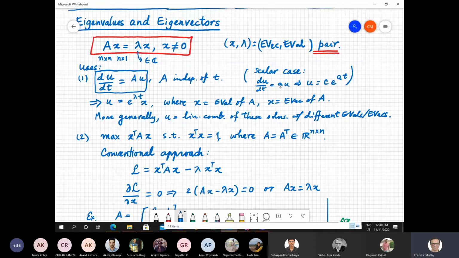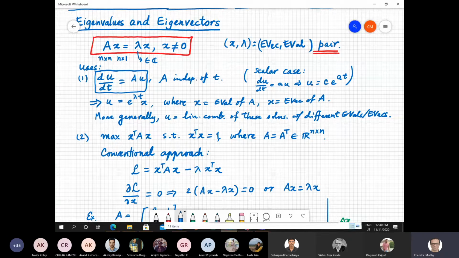Of course, in the scalar case, you've certainly seen this in your undergraduate program. If I give you this equation du by dt equals au, you will take u down there and dt up here, and then you'll integrate both sides. You will get log u is equal to at, and from that you get u is equal to some constant times e power at, where the value of the constant depends on the initial condition, that is the value of u at t equals 0. So if somebody tells you what the value of u at t equals 0 is, you can find what this constant is, and you know that this is the solution.